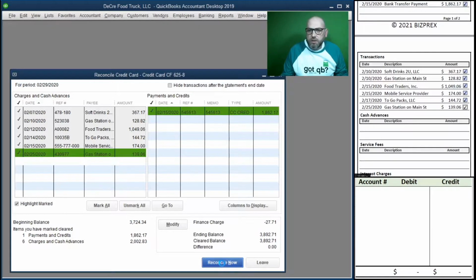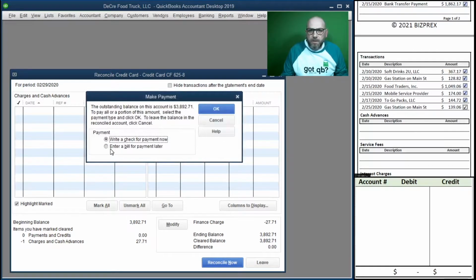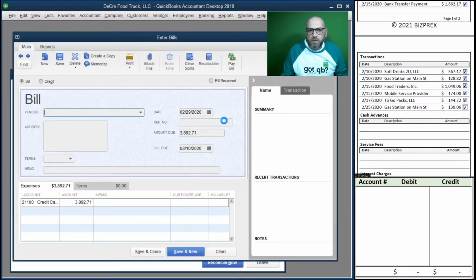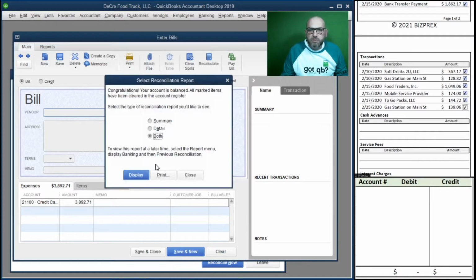So we're going to click reconcile now. We're not going to write the check for payment now. We're going to enter the bill for payment later. That's a credit card. That's another great feature that QuickBooks does. They want to make sure that they're very user-friendly. But in this case, we're booking everything after the fact, after the year, and so we're going to enter it later. Even though it still brings it up as a bill, I'm going to close it after we're done with this interface.